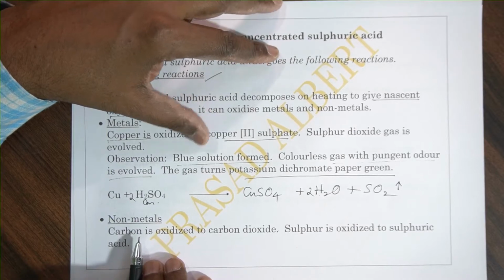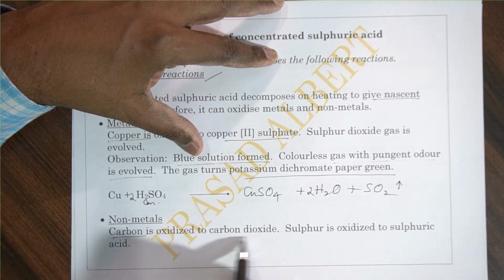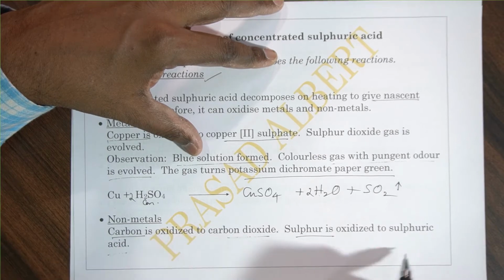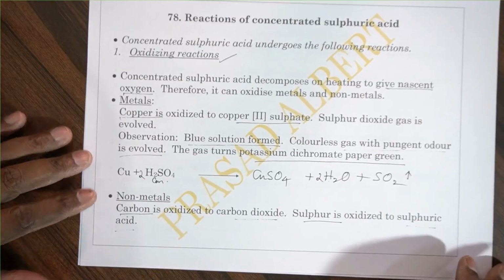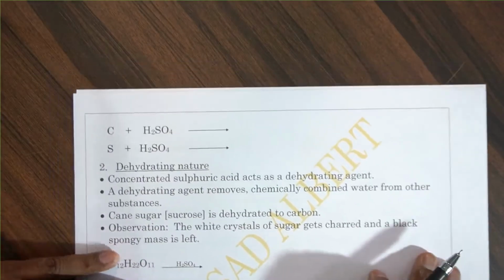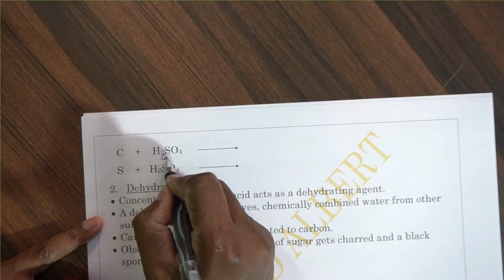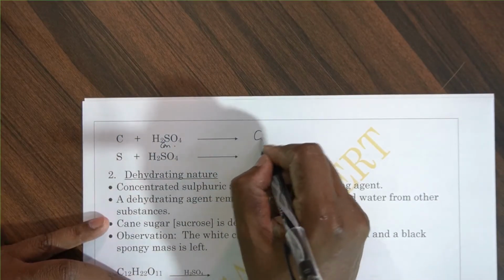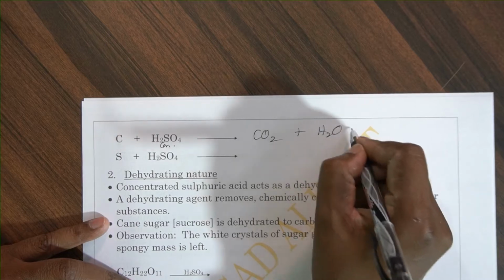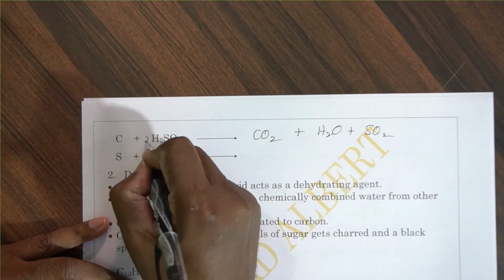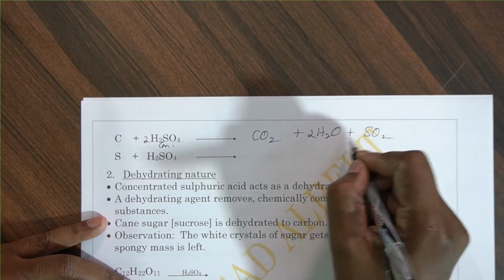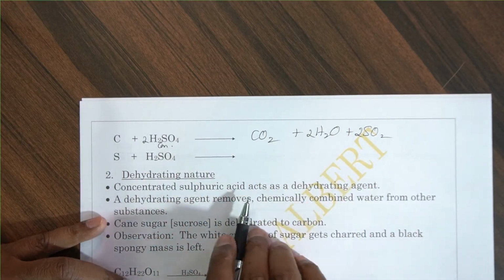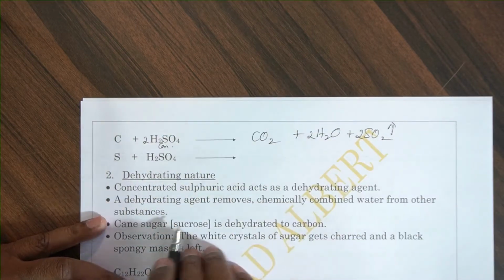Now we have non-metals. Under non-metals, we have carbon, which is oxidized to carbon dioxide, and sulfur, which is oxidized to sulfuric acid. First, sulfur dioxide is formed, which will change to sulfuric acid because water also is present in the medium. Let's see the reactions of these, the non-metals carbon and sulfur reacting with the concentrated sulfuric acid. Carbon plus concentrated sulfuric acid will give you CO2 plus H2O plus SO2. Okay, so C plus 2H2SO4 gives CO2 plus 2H2O and 2SO2. So this is how it is balanced. Sulfur dioxide is also produced along with the carbon dioxide.